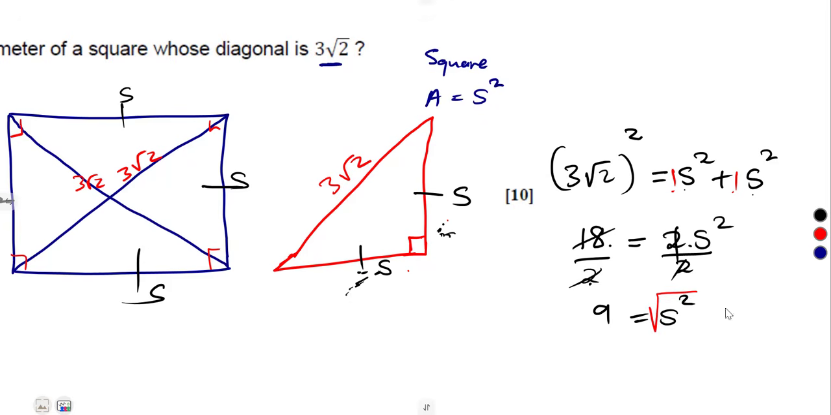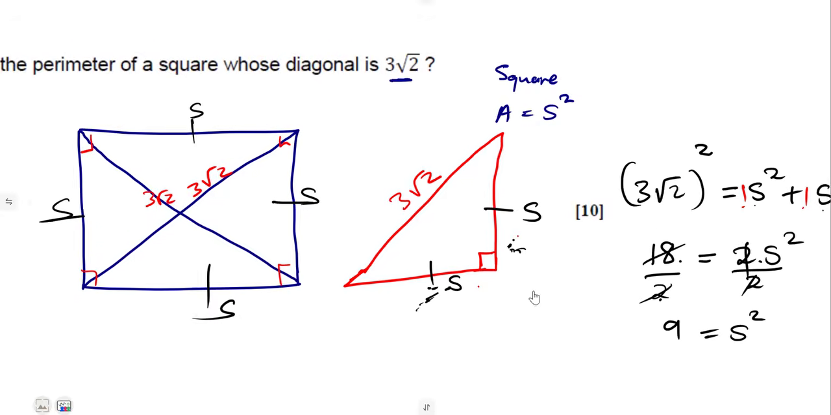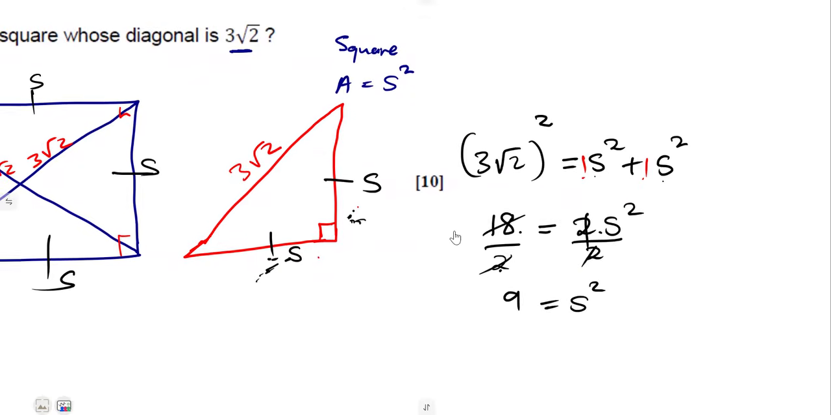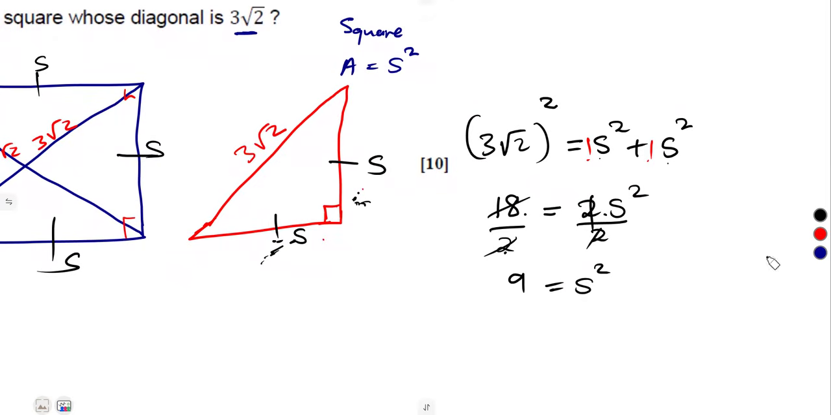To find S, we're going to introduce the square root. But we said the area of a square is S squared, so the area is 9. Sorry, what do they want, area or perimeter? All right, perimeter, not area. I thought it was area, but in this case, they want perimeter. So let's find the square root. S is equal to the square root of 9, which is 3.